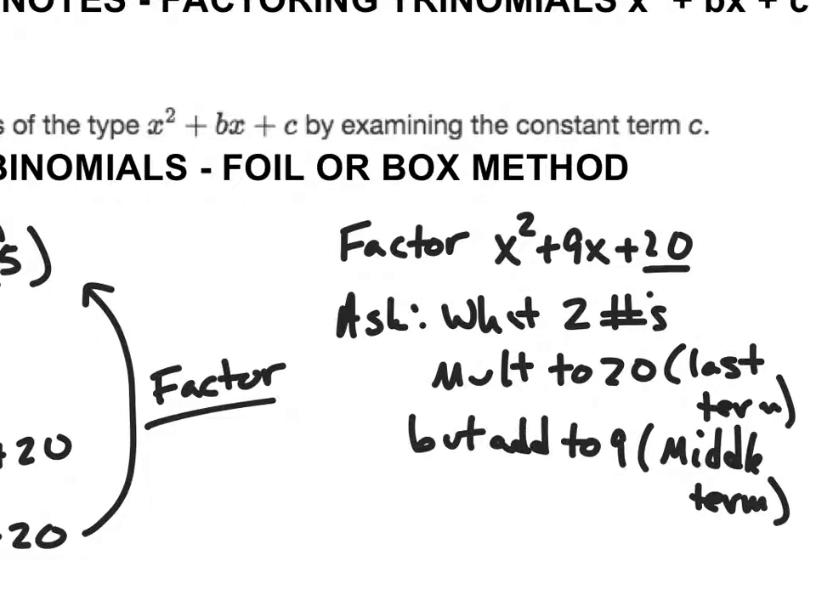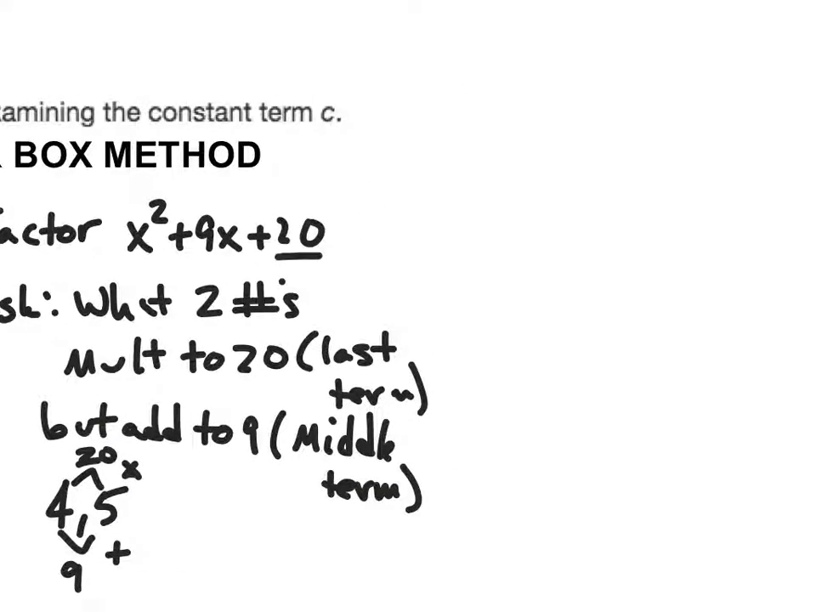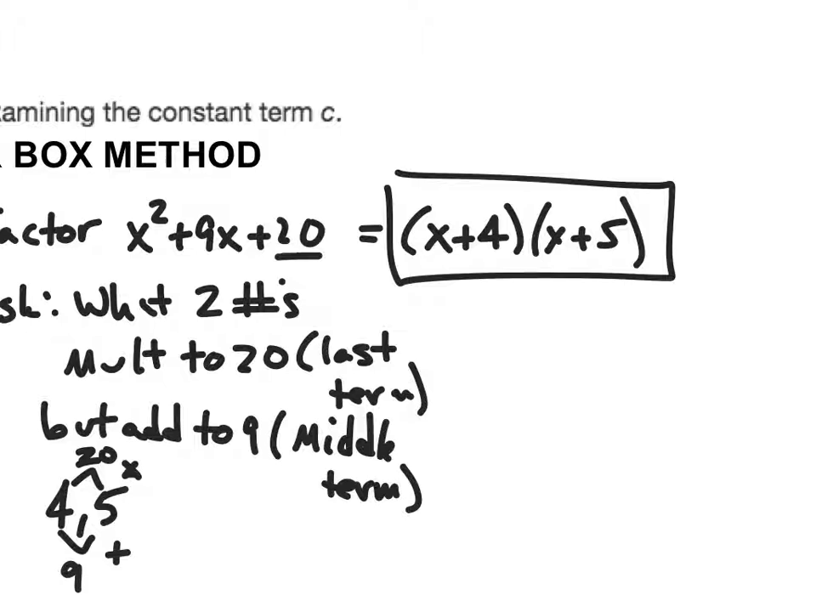And so what I think about is this. Those two numbers are going to be 4 and 5. When I multiply them, we get 20. But if I add them, we get 9. Because those are my two numbers, I can factor this and I end up getting just x plus 4 times x plus 5. And that's what I'm doing. So I'm starting here for this section, and we're going this way.